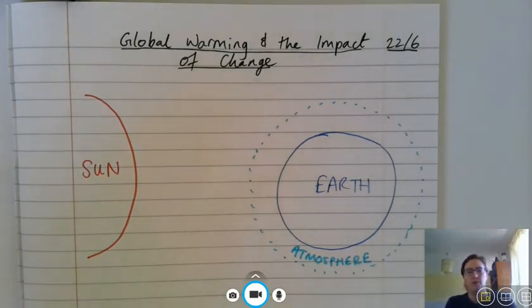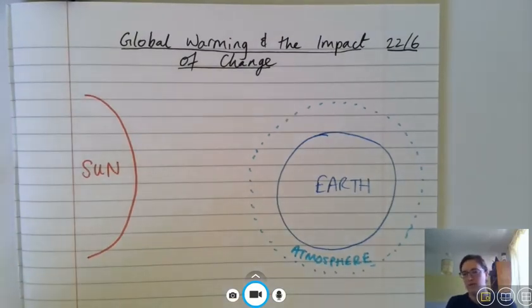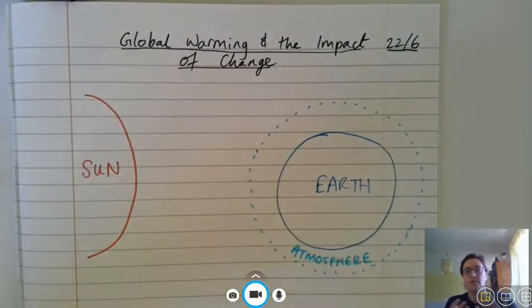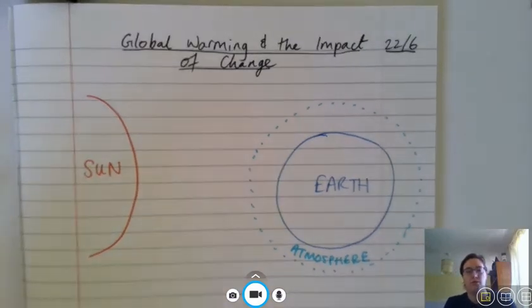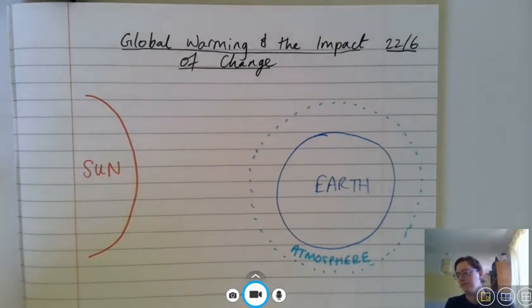And lots of people tend to get muddled up on this. I find lots of people come to us with this idea that the greenhouse effect is to do with the ozone layer, and it really isn't. The ozone layer has nothing to do with global warming and the greenhouse effect, so don't ever talk about the ozone layer for this. We're talking about atmospheric gases such as carbon dioxide, methane and water vapour. These are our greenhouse gases.